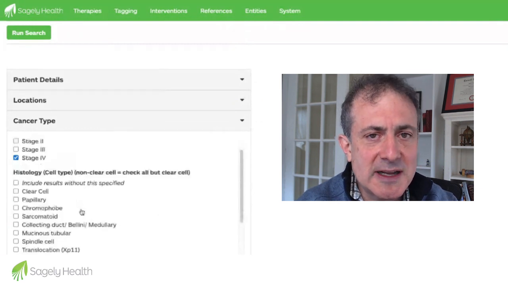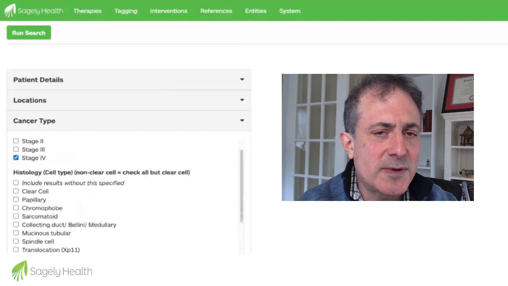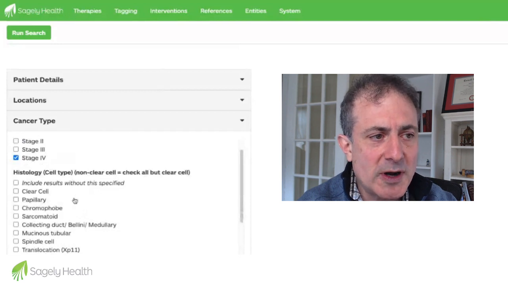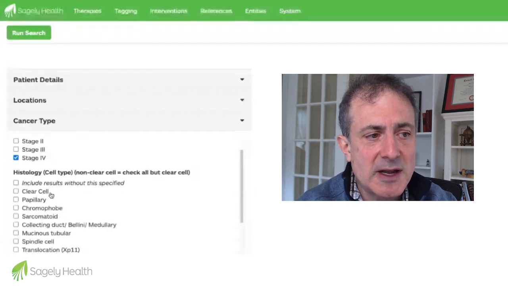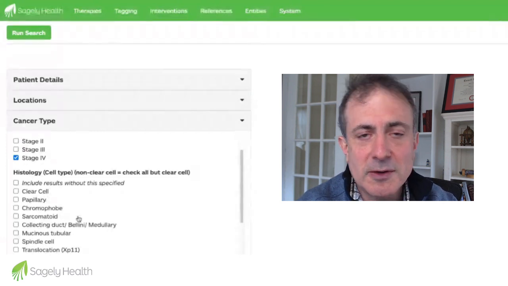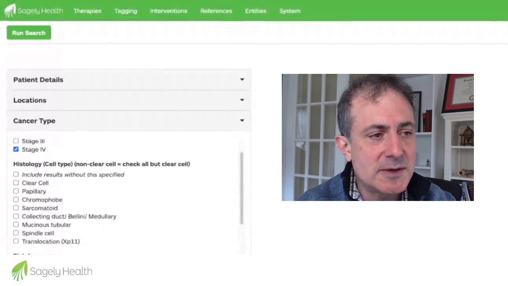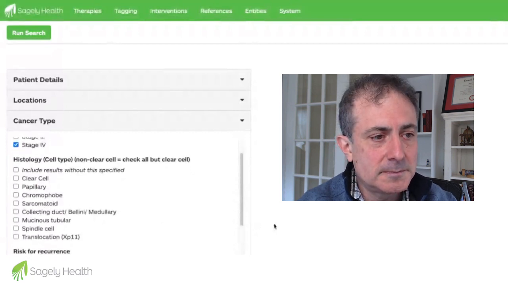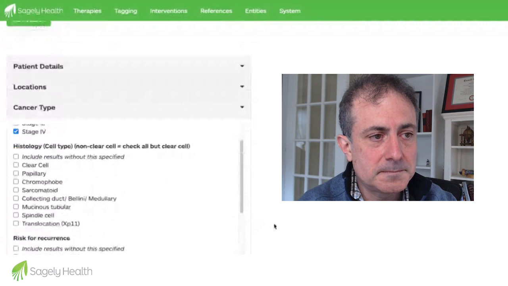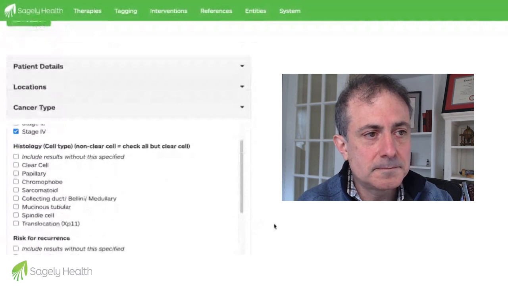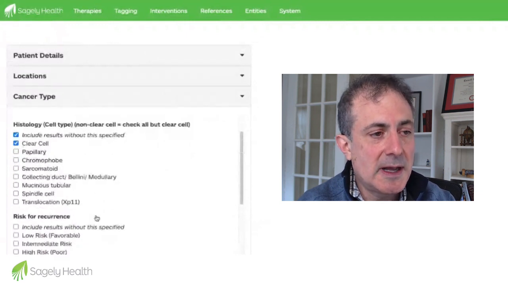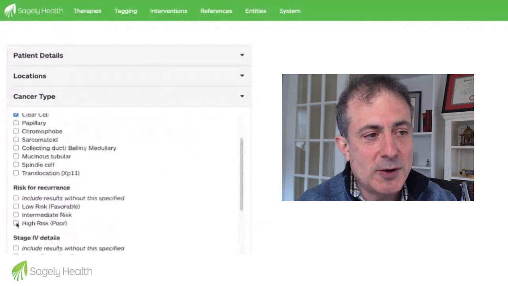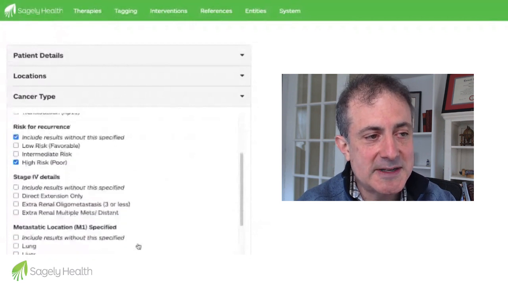Do we know what the histology is? And the histology will frequently come from a pathology report or something like this. The most common one is called clear cell, but there can be a number of other ones, and our system is trained for all of those. Yep, so the patient had a cytology report rather than a pathology report, but it did reveal clear cell histology. Great. And we have a risk for recurrence here. We'll put this in on high risk.